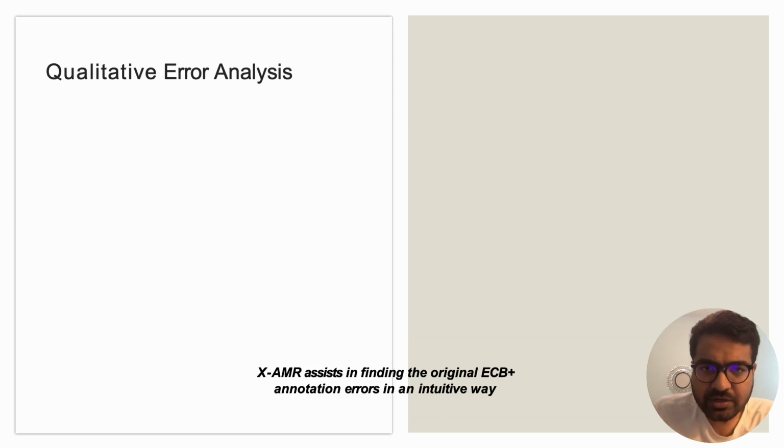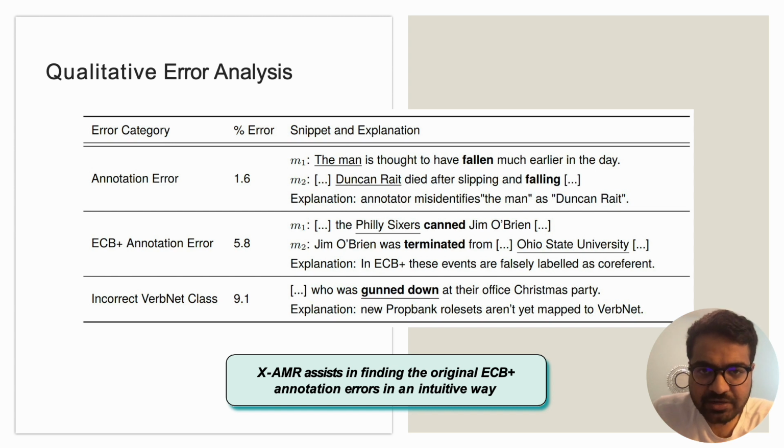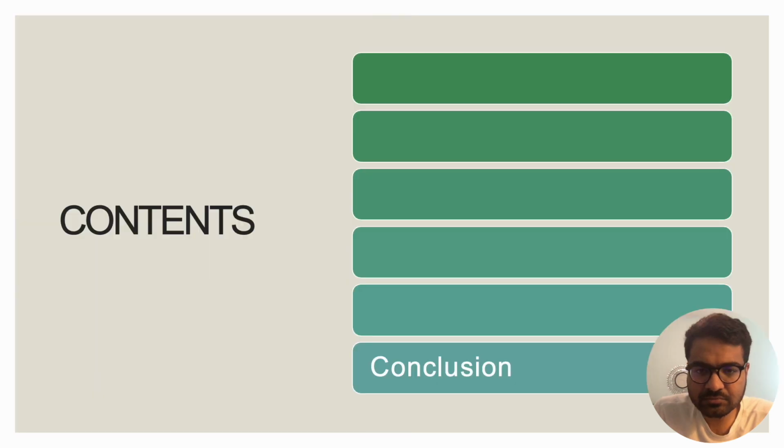We also run a qualitative error analysis on the smaller subset. The main takeaway from this was that X-AMR provides an intuitive way of analyzing the annotation mistakes, both in the original ECB+ corpus as well as in the X-AMR annotation.